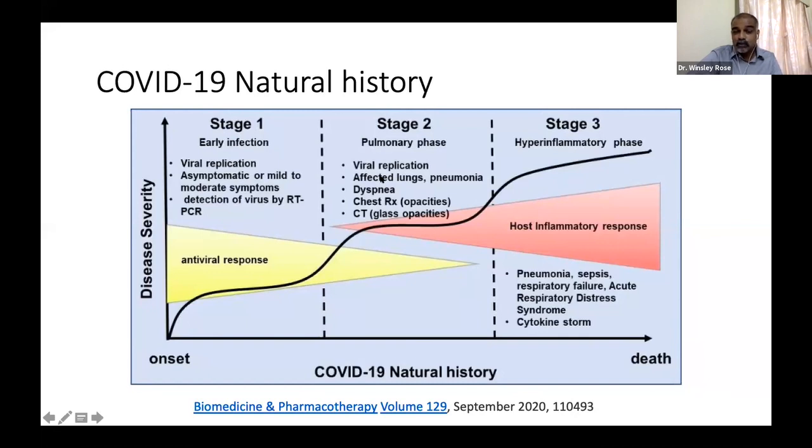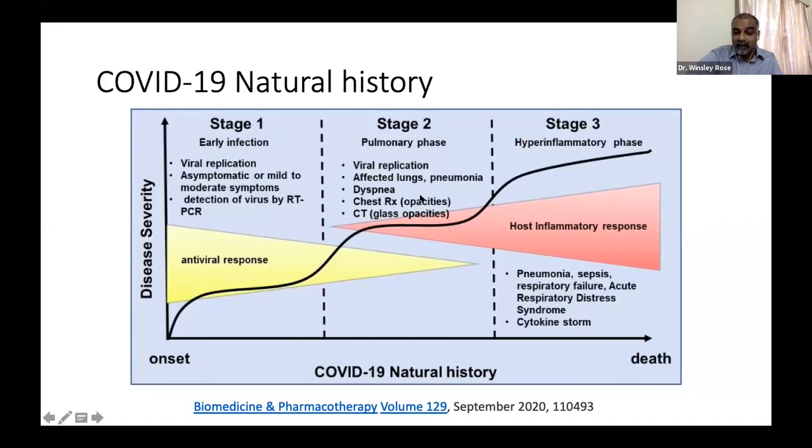Next comes stage 2, which is the pulmonary phase. Replication of the virus slows down, but the lungs get infected. There is pneumonia. The patient is getting sicker. They might have dyspnea. Chest X-ray might show opacities. The CT scan may show ground glass opacities. Around this time is also when the host inflammatory response increases.